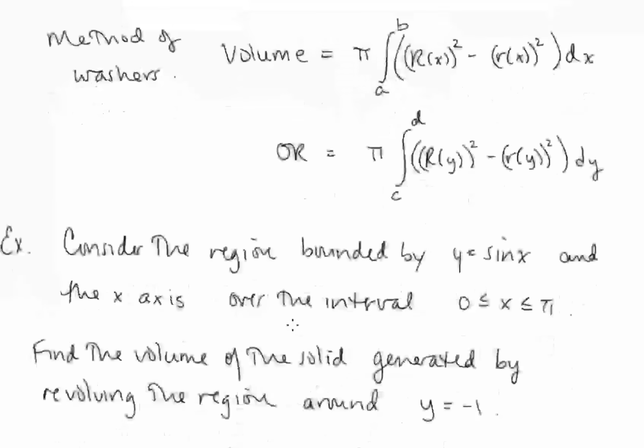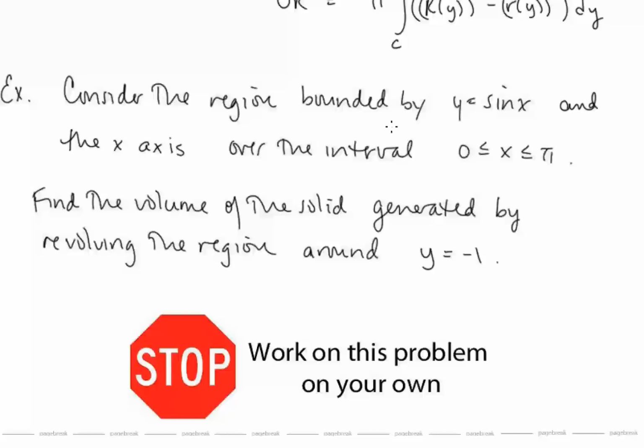So now I want you to take a look at the example where we have the region bounded by y equals sine x and the x-axis over the interval from 0 to pi. And we want to find the volume of the solid generated by revolving that region around y equals -1. So first I want you to sketch the region, sketch the axis of revolution, figure out your capital R and your little r, and integrate to find the volume. Please pause the video and work on that.